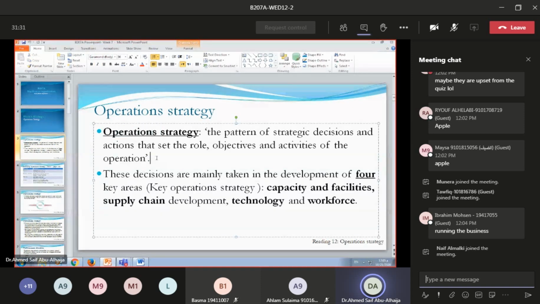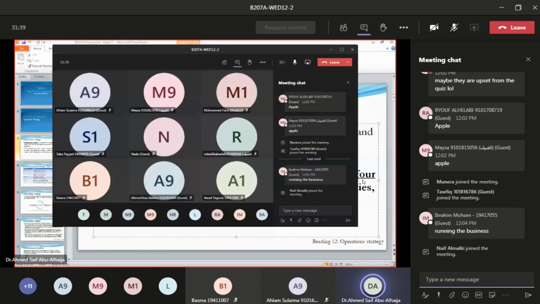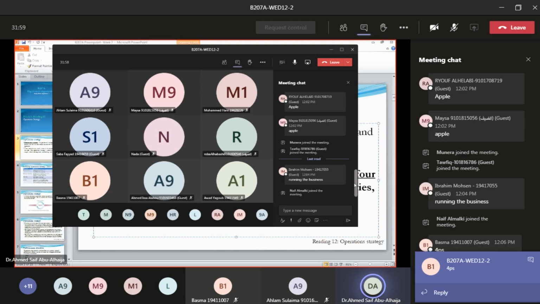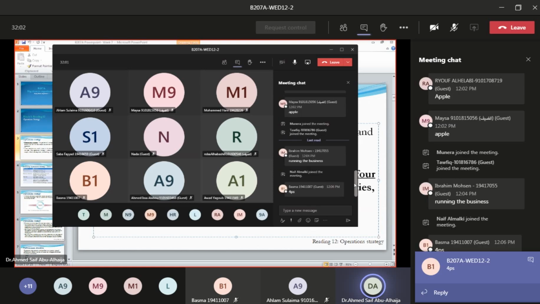Do you remember the business functions, guys? Who can tell me the business functions that we have learned before, maybe in chapter 1 or 2? If you remember, guys, we have said that we have 4 business functions. It's about marketing, right? No, Basma, not the 4 P's. The 4 P's are in marketing, you know?